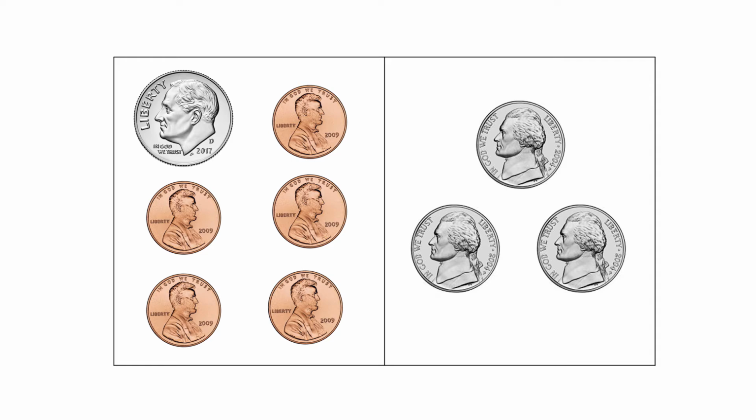Let's look at these two groups of coins. What is the value of the coins on each side? On each side, the value of the coins is 15 cents. These two sides have the same value, but they use different coins to show the same value.